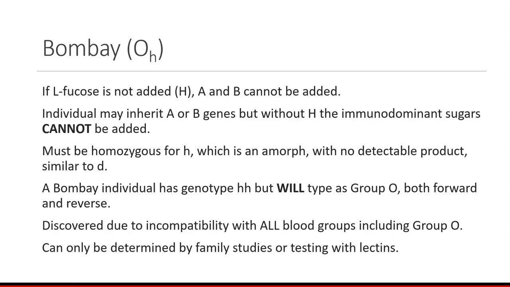A Bombay individual has the genotype little h, but will type as a group O. Because there's no A or B antigens on the cell in the forward type, you get group O. In the reverse type, because they don't have A or B antigens, they'll have potent anti-A and anti-B. So yay, they're group O.